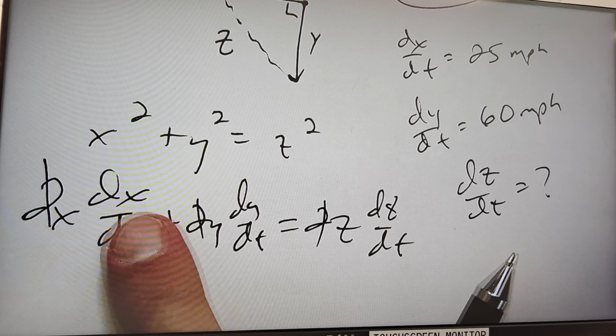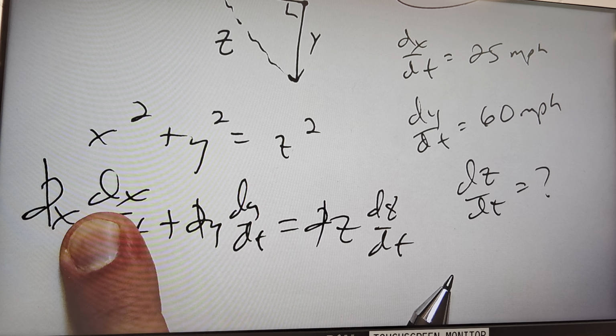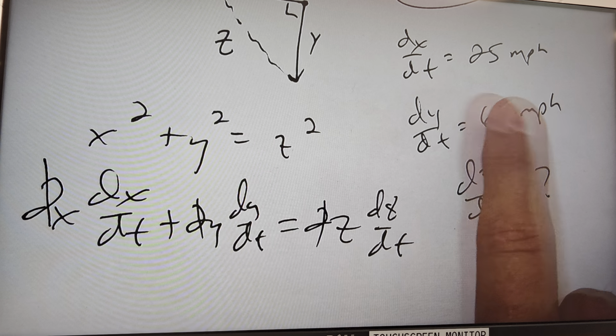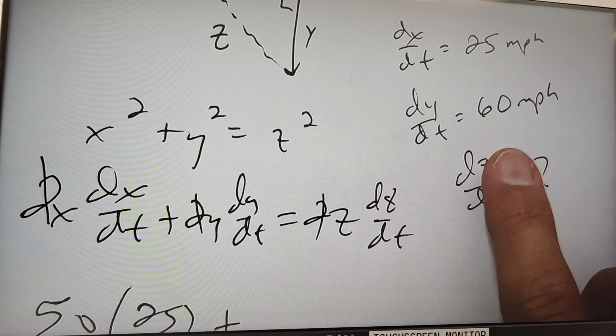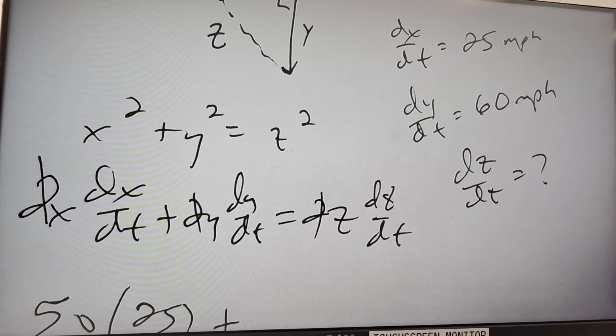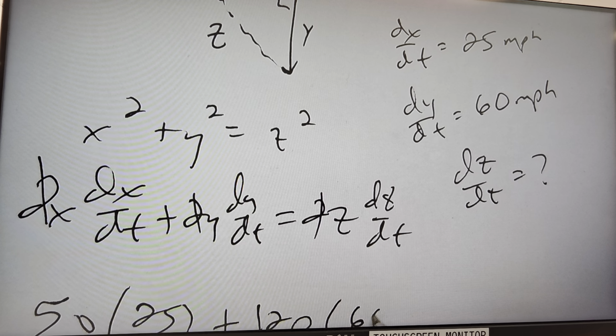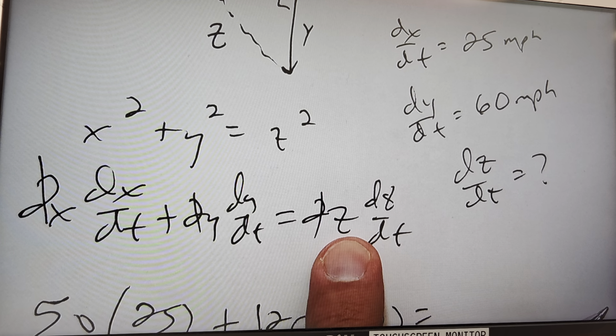Can somebody tell me what's the value of x 2 hours later? Don't think too much. 50, yeah. And dx/dt is 25. What's the value of y 2 hours later? 120. What's the value of z 2 hours later?